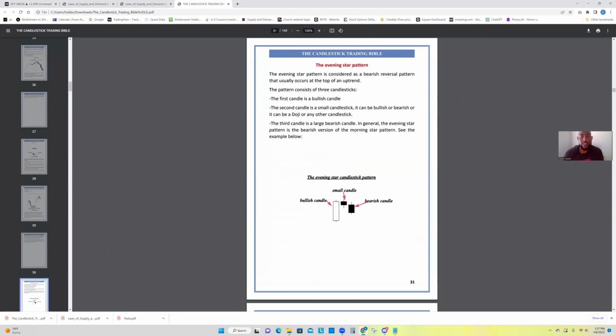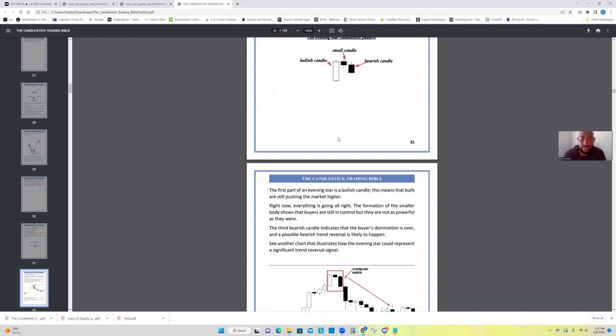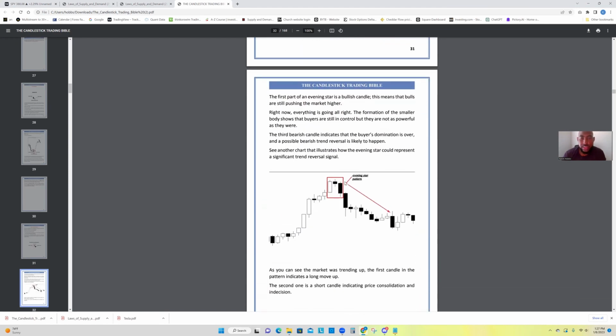So it is and it's good. So again, morning star. I'm sorry, evening star. Bullish candle, small candle, and then a bearish candle. The evening star pattern is considered a bearish reversal pattern. And then it basically tells you exactly what it is. Then it gives you examples.